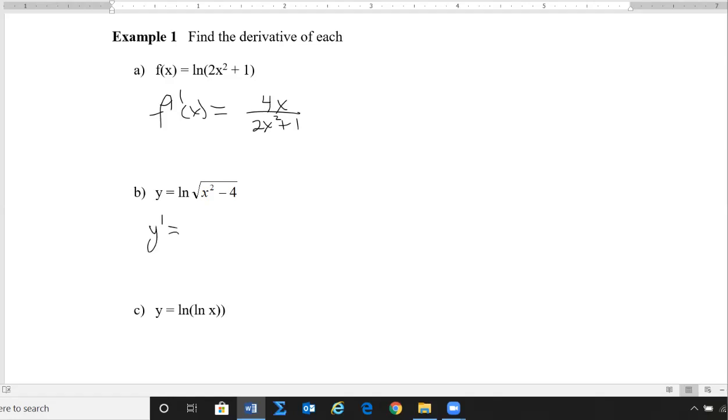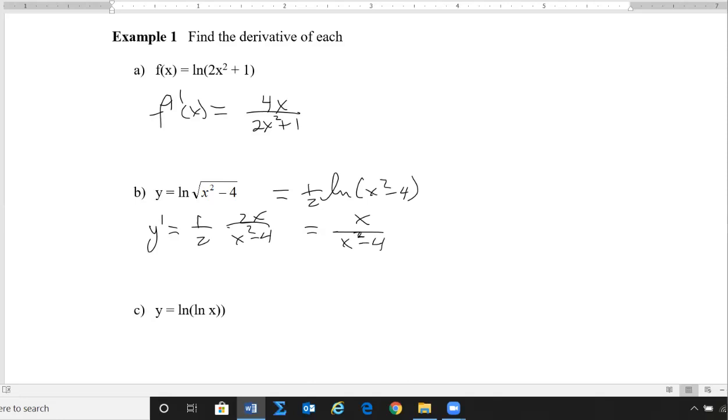Y prime. Well, we can jump right in and take the derivative of this quantity and divide it by itself. Or before you start, you could say this is 1/2 natural log of x squared minus 4. Of course, we're assuming the appropriate domain values for the expression x squared minus 4. In any case, we'll have a derivative now. It would be 1/2 times 2x over x squared minus 4, which is just x over x squared minus 4.